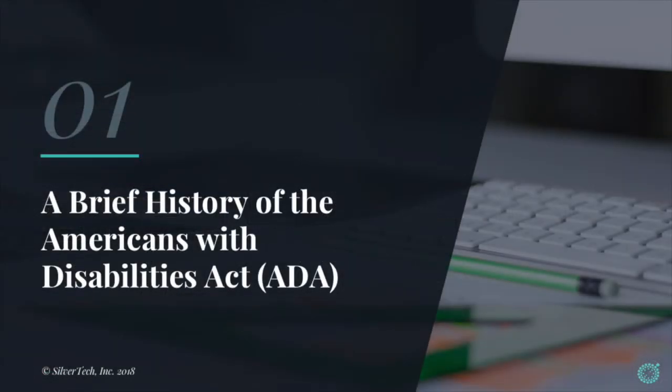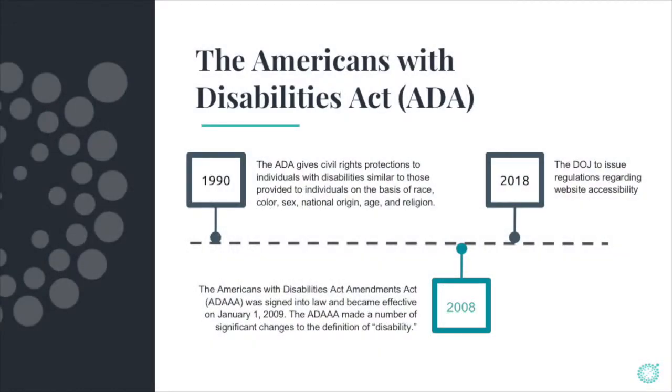Now, we are here today to discuss the ADA and specifically website accessibility, but first let's more generally begin with an introduction to the Americans with Disabilities Act. Signed into law in 1990, the Americans with Disabilities Act, ADA, gives civil rights protections to individuals with disabilities similar to those provided to individuals on the basis of race, color, sex, national origin, age, and religion. Importantly, it is a civil rights law. It guarantees equal opportunity for individuals with disabilities in public accommodations, employment, transportation, state and local government services, and telecommunications.